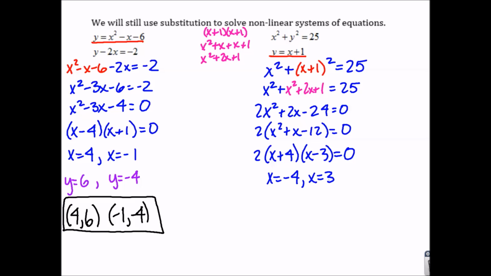Then, just like on the previous problem, I'm going to take my x values and plug them into the equation that's already solved for y. So if I plug negative 4 into x plus 1, I get that y is negative 3. And if I plug 3 in for x in x plus 1, I get that y is 4. So my final two answers are the ordered pairs negative 4, negative 3, and 3, 4.